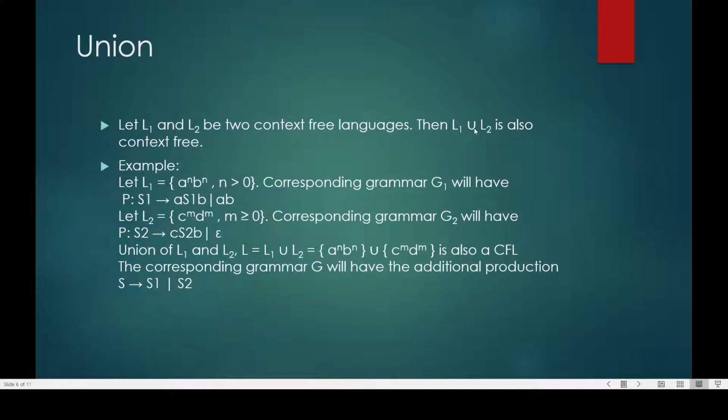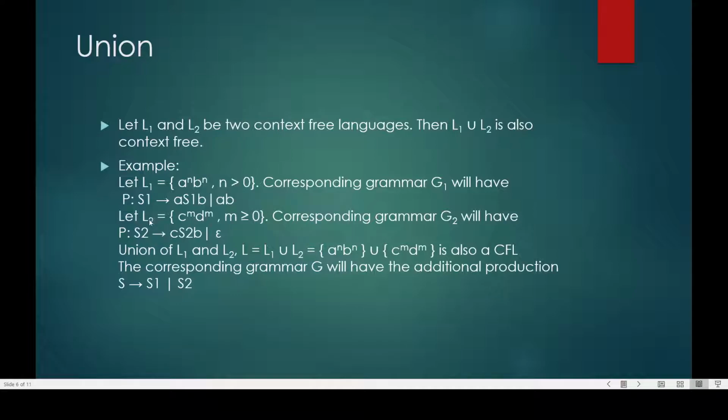L1 and L2 have been given to us already, and these are two context-free languages. We say that their union, L1 union L2, will also be a context-free language. Let's take an example. Suppose L1 is given as A^n B^n where n is greater than 0, the corresponding grammar G1 to L1 would be given by the production rule S1 goes to A S1 B or AB. Here we say AB because n is greater than 0.